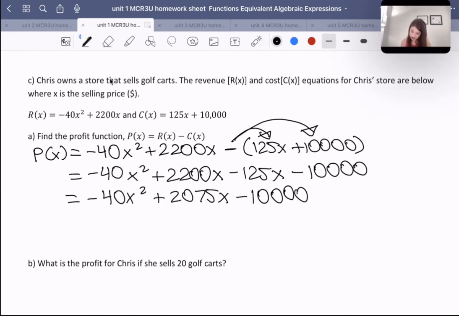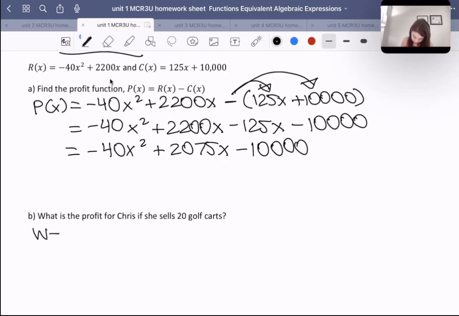Well, let's see. For what price? So it says x is our selling price, R is our revenue, and C is our cost. Well, we don't necessarily know, right? This is a function. We know the profit if x is the selling price, but here they just say if she sells 20 golf carts. So we don't know the profit on 20 golf carts because that's not what the variable is saying. The variable x is saying that x is our selling price. So we don't know. So that's our answer. We do not know.